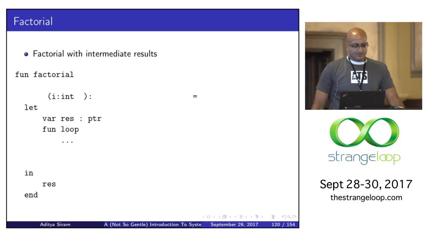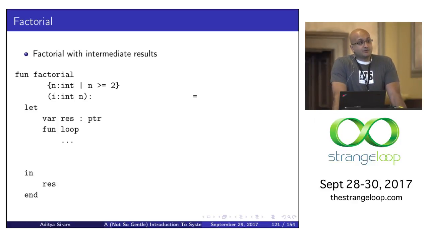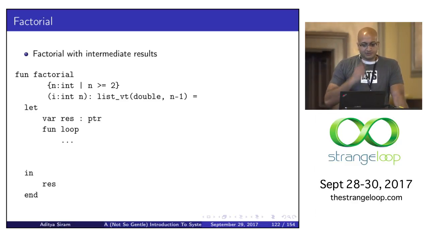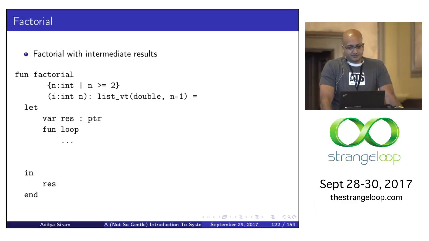So we have a factorial that's parameterized on some integer that's modified, so it always has to be greater than or equal to 2 this time, not greater than or equal to 1. I'll get to that in a second. It returns a list view type of a bunch of doubles where the length of the list is n minus 1. Why? I'll get to that in a second.